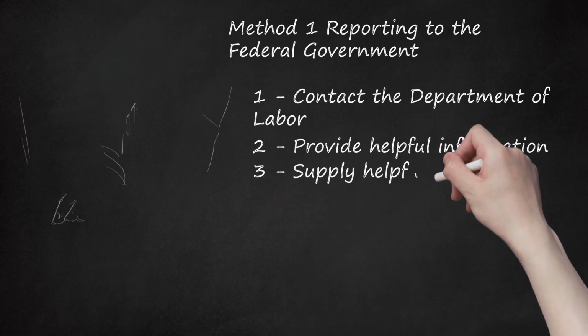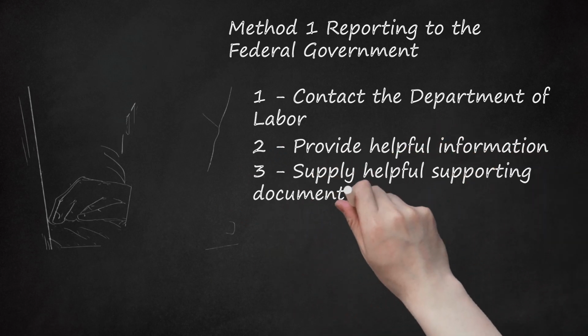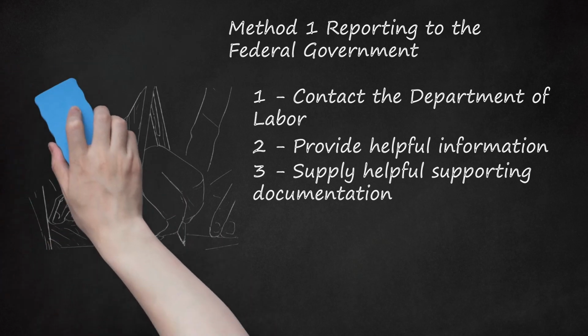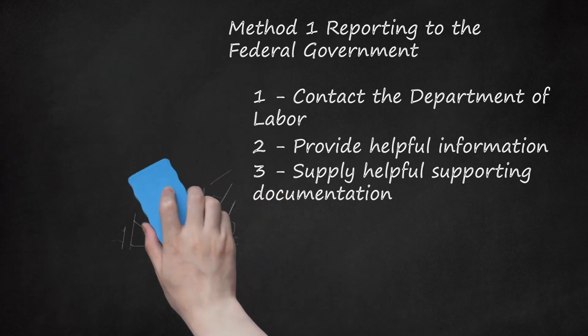3. Supply helpful supporting documentation. You can help your claim if you provide information about the amount of wages you haven't been paid. You should look to see if you can provide the following supporting documentation: copies of pay stubs, record of your hours worked, copy of any employment contract, any other information about your employer.